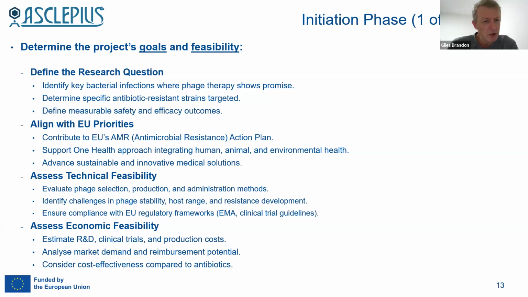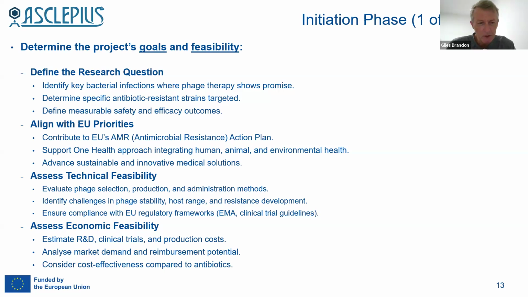We need to, usually in the call text, for certain in the call text, there'll be some information about what are the EU priorities, or if they're not, we need to go away and look for them. In the context of bacteriophages, the priorities you probably need to think about would be how this project will contribute to the EU's antimicrobial resistance action plan. There's a thing called One Health, funded by the EU. We need to think about how our project might support that.